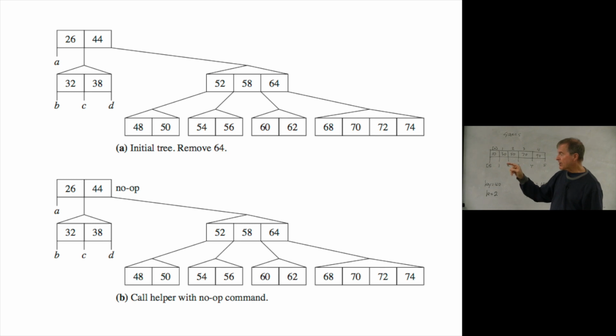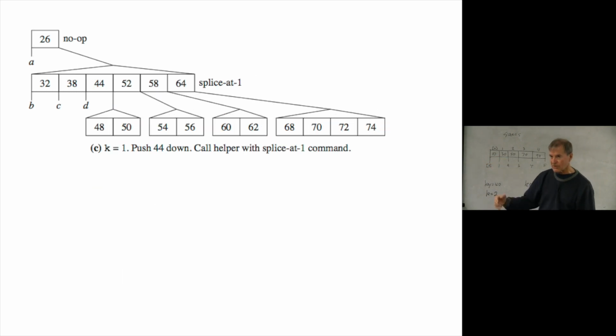And furthermore, what's it going to do? That 44 is going to be pushed down. Can you imagine what it's going to look like? 32, 38, 44, 52, 58, 64, right? It's going to go in between those. Does everybody see? So here it's 32, 38, 44, 52, 58, 64.